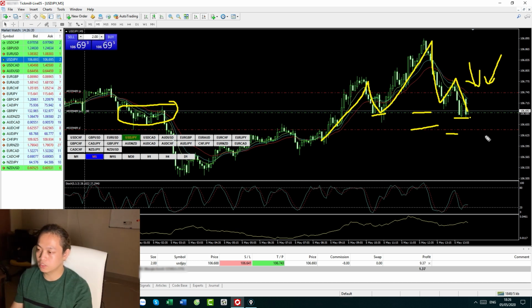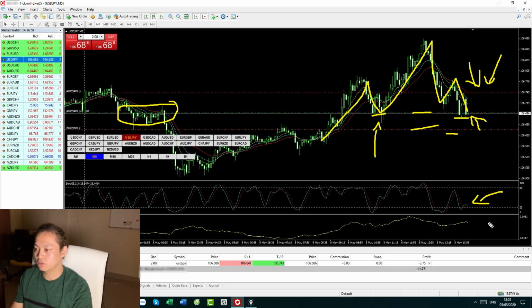There are 2 reasons I entered the trade. First of all, it's just about retesting the level that it bounced back before in here. Second, look at the stochastic, giving me the signal of the oversold. So this is the point where I entered the trade.